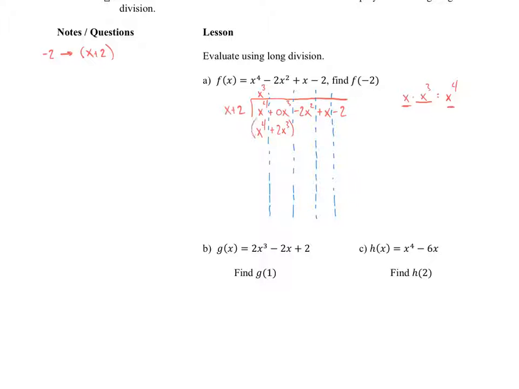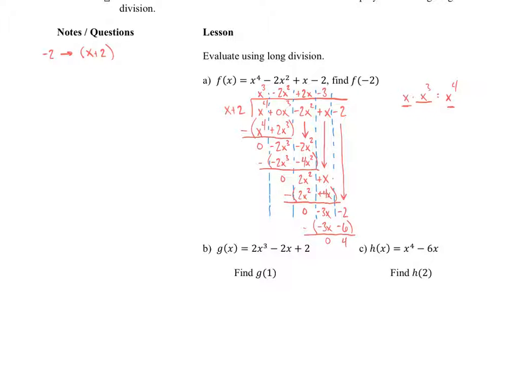Now we have to subtract. x to the 4th minus x to the 4th, 0x cubed minus 2x cubed, bring down the -2. All right, the next time through, and another time through, and finally one last time through. And now you're done with the division.